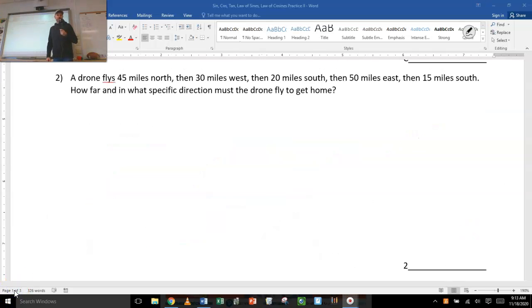In number 2, you've got a drone, and it's flying a bunch of different directions. So we're going to try to make it as close to scale as we can. So when we're doing this, it goes 45 miles north. So this is going to be 45 miles north.